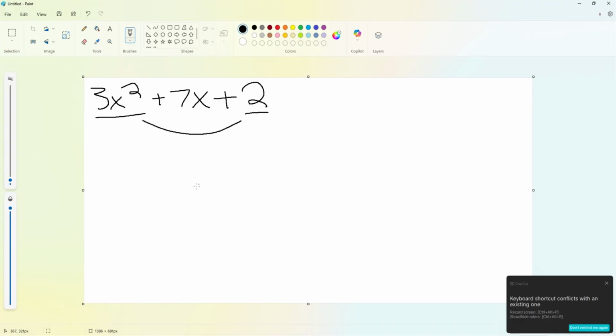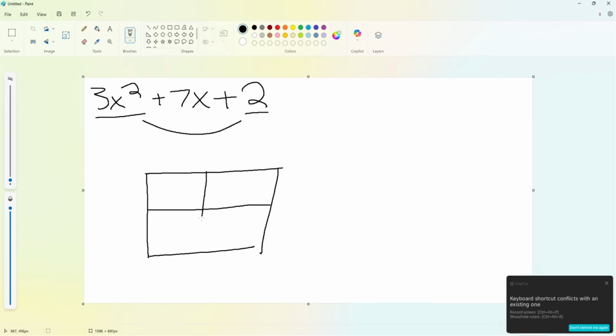Alright, what's up guys? We're back. So we're gonna make a box. Now we're gonna input the numbers. Remember that 3x squared, our leading number, will always go in here, and our 2 will always go here. This is our trailing number. So we're gonna multiply 3x squared and 2 together. We got 6x squared. And then we have 7x, our middle number.